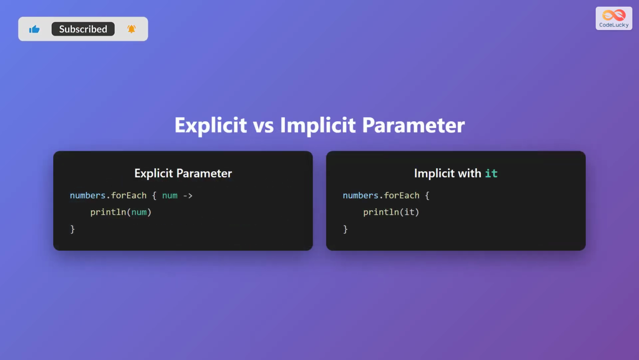Now let's compare explicit and implicit parameter syntax. On the left, we have the explicit approach where we declare a parameter called num using the arrow syntax. Inside the lambda body, we then use num to print the value. On the right, we use the implicit it keyword. Both approaches do exactly the same thing, but the it version is more concise. When the lambda is simple and the parameter's meaning is clear, using it is preferred in Kotlin.